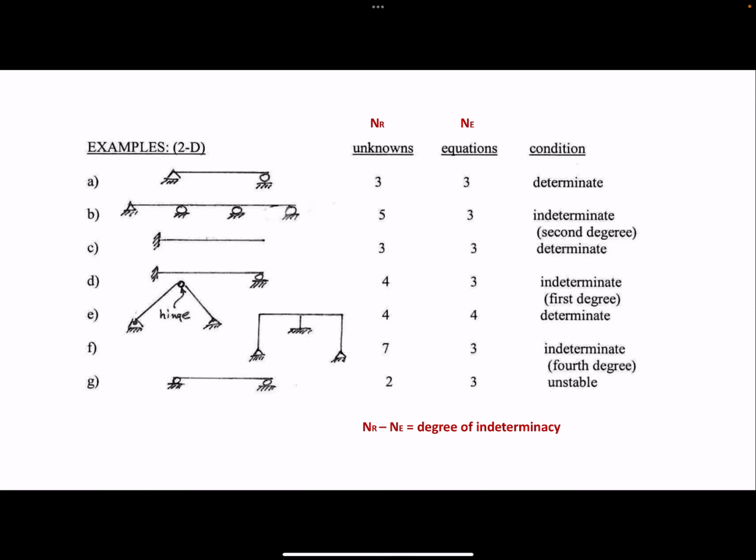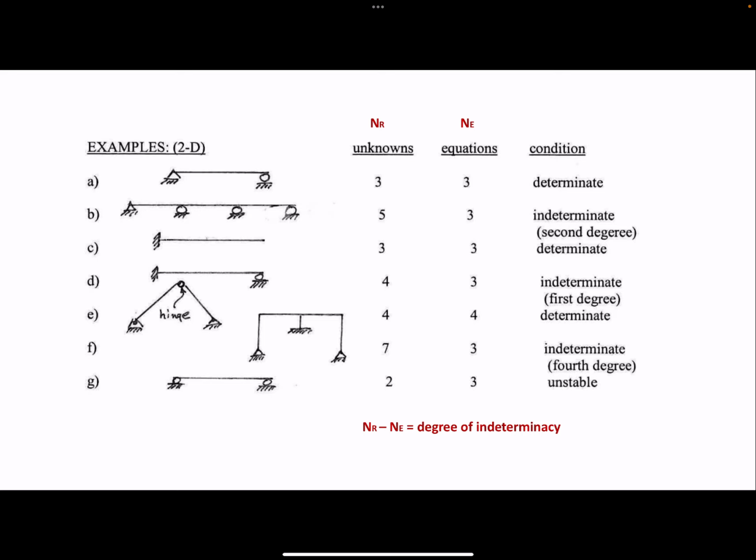We'll talk about that more in a second, but here are a few more examples of different types of structure and evaluating their determinacy. In this case, this one's unstable because you have two rollers. That's only two reactions and you have three equations, so it's unstable. Intuitively, you can tell that it's unstable too, because if it's got just two rollers, then there's nothing preventing motion in the horizontal direction.